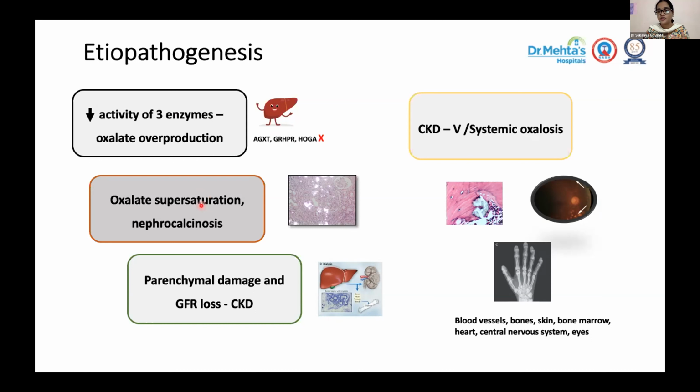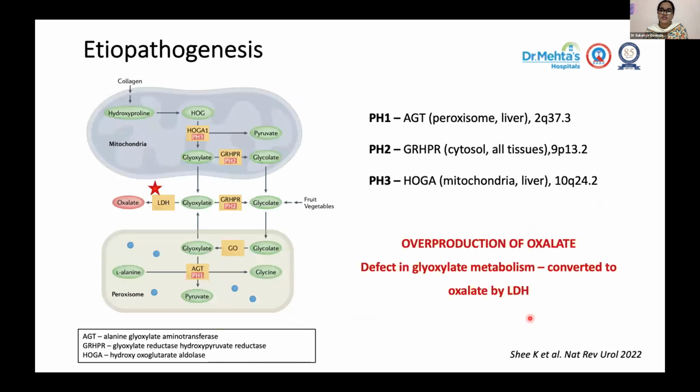With more and more deposits in the kidney, there is going to be parenchymal damage and progressive loss of GFR, resulting in chronic kidney disease and CKD5. With progressive worsening of kidney function, the oxalate overload is only going to worsen because it is no longer excreted efficiently by the kidneys. So there is systemic oxalosis, and this systemic oxalosis spares literally no organ in the body. You have deposits in the blood vessels, bone, skin, bone marrow, heart, central nervous system, and eyes. So what causes such devastating complications?